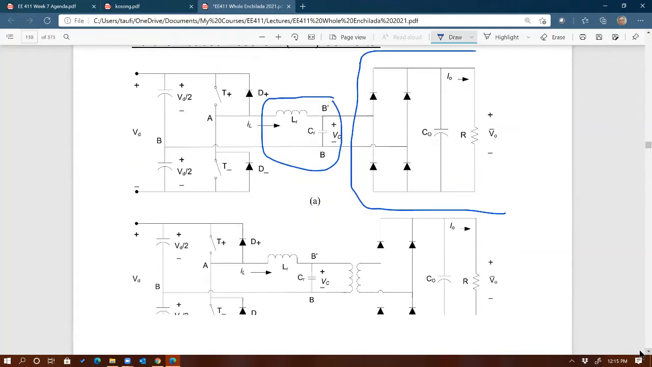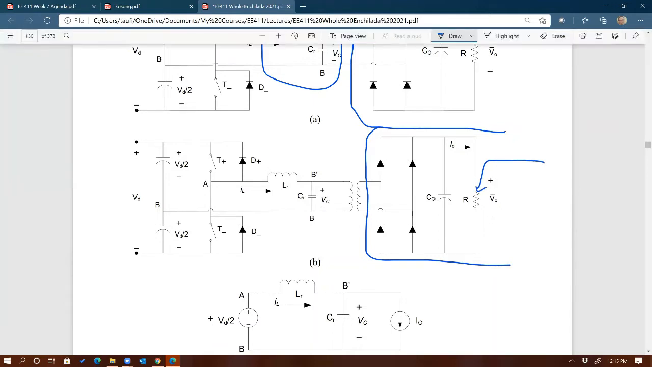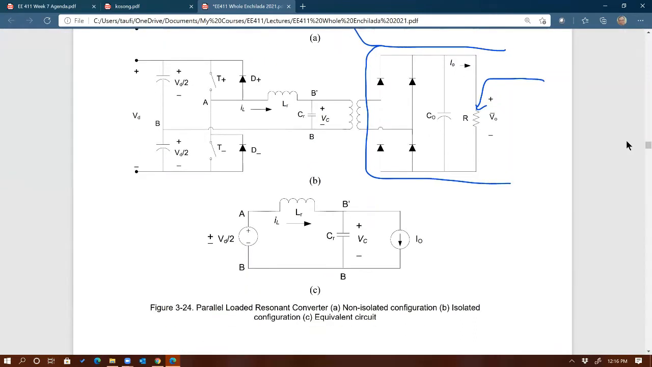So unlike the previous one, where the load is in series with the series tank, now the load is in parallel with a parallel tank of inductor and capacitor, right? Resonant. Okay. If you want to do the isolated version of it, you can just connect a transformer across the cap right there, the resonant capacitor, right? And then the rest will be the same, right? You have the full bridge, and then the load itself that has this resistor value to represent the load, right?